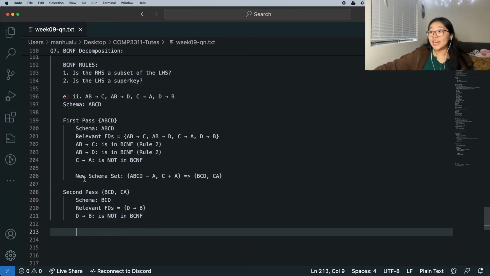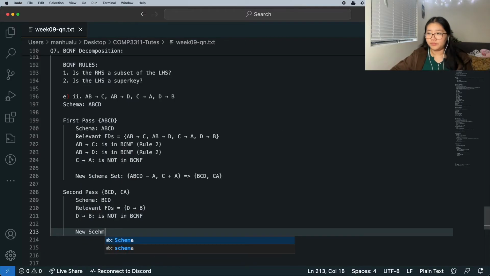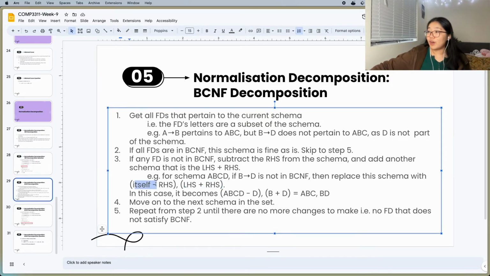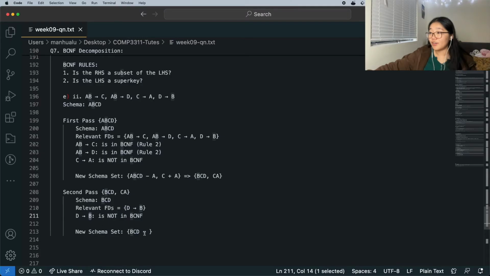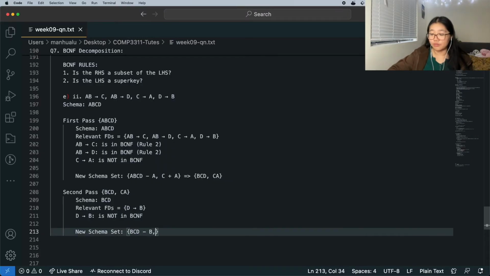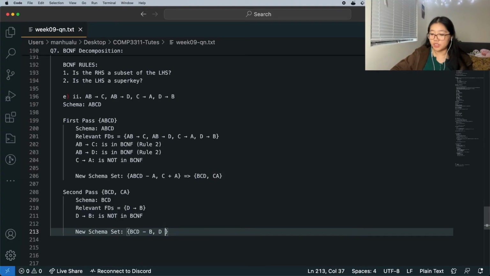So you want to break this D gives us B functional dependency and give us a new schema set. So like the rule before, you'll have itself minus the right-hand side. So we have this schema here, itself, minus the right-hand side of our not in BCNF functional dependency. So remove B, and then we add D, the left-hand side plus right-hand side, so D plus B. So that gives us finally CD and DB.